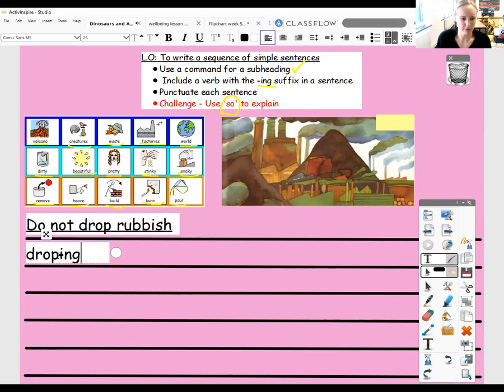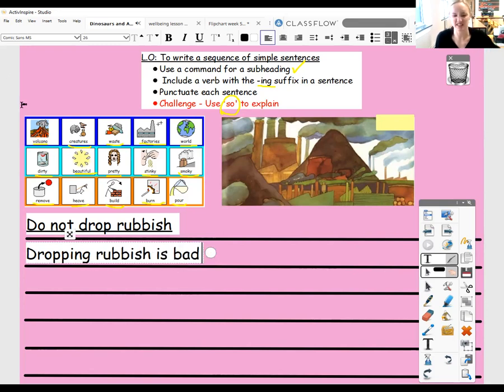Let me check. If I wrote drop, drop has a short vowel sound before the P. Can you remember what we needed to do yesterday? It has a short vowel sound before the last letter. You're right, we need to add another P. Well done, so double that consonant. So I'm going to say dropping rubbish is bad.